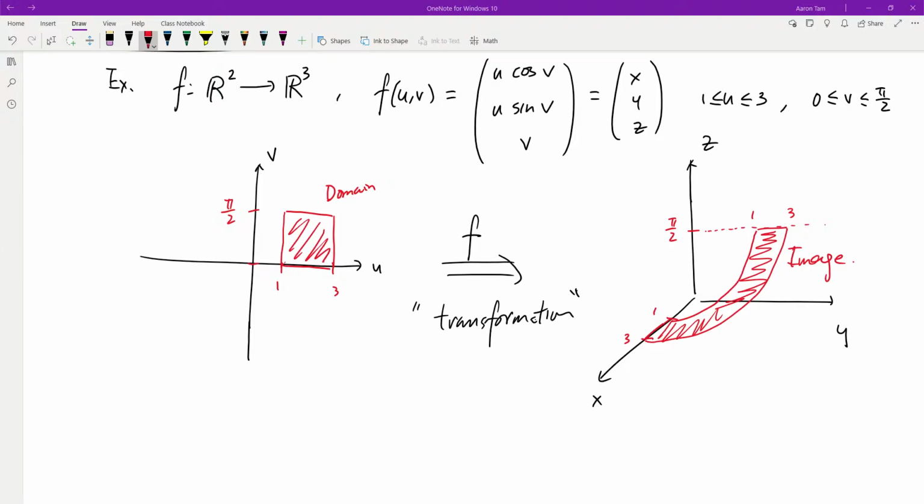Hi everyone. Today we're going to continue our discussion on parametric surfaces.